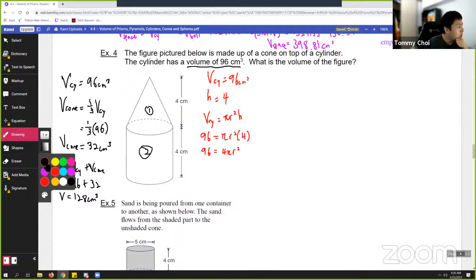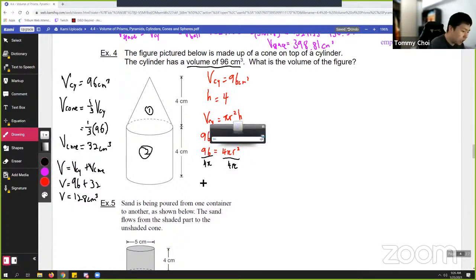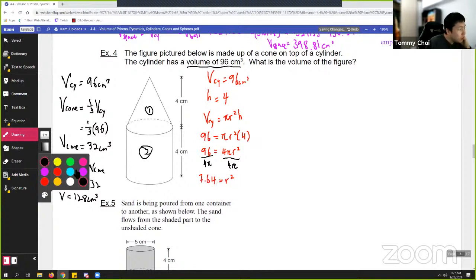We can then divide both sides by 4 pi to get rid of it and move it, and we're isolating for r. We want to solve for radius. So in doing so, 96 divided by 4 divided by pi gives me 7.64 equals r squared. We then square root both sides, and that's going to give me my radius. So that's going to give me 2.76 rounded. So 2.76 equals r.